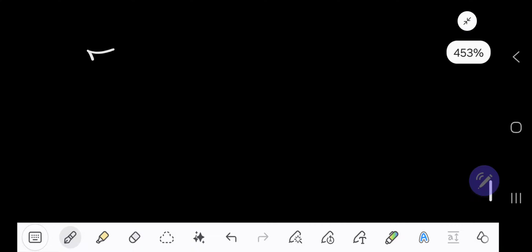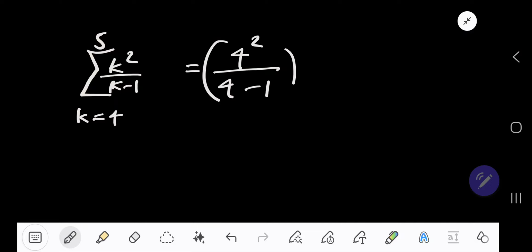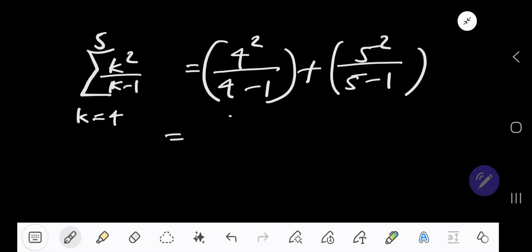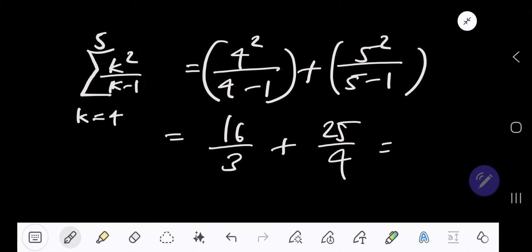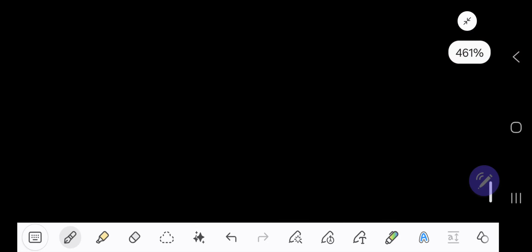Let me give you another example. The summation of k squared over k minus 1 from k equals 4 to 5. This would be equal to 4 squared over 4 minus 1, plus 5 squared over 5 minus 1, which equals 16 over 3 plus 25 over 4, which equals about 139 over 12. So I hope you got what summation means.